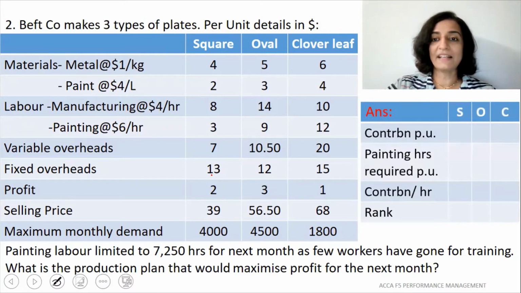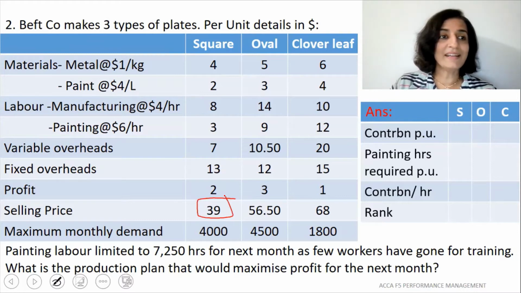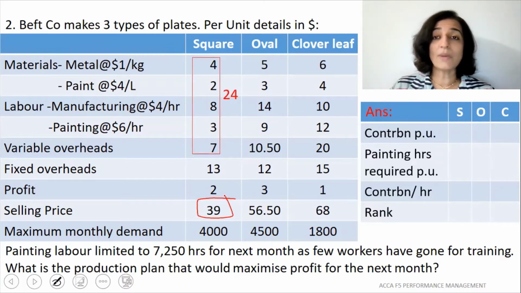So we have to first calculate the contribution per unit. So what is a contribution per unit? Contribution per unit is selling price minus the variable cost. So selling price for square is 39 and the variable cost is $24 per unit. So 39 minus 24, we get the contribution as $15 per unit. We write that in the box.